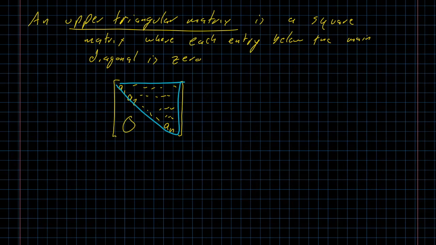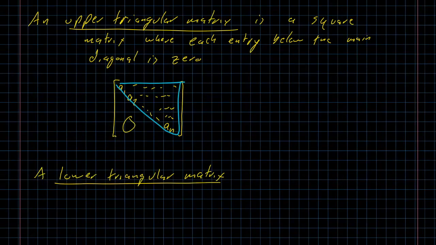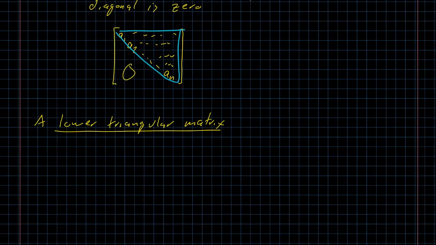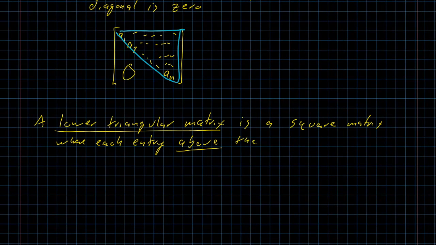With that, you could probably write the definition of a lower triangular matrix without having to think about it too much. It's practically the same definition. It is a square matrix where each entry above the main diagonal is 0.